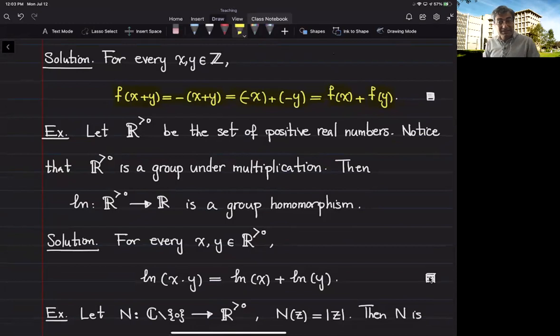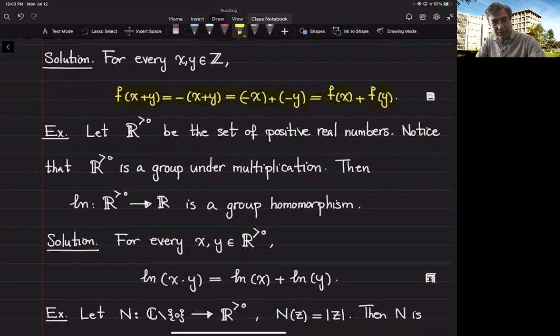Now let's look at positive real numbers. Now notice that positive real numbers under multiplication is a group. If I multiply two positive real numbers, I end up getting another positive real number. If I start with a positive real number, its inverse, its multiplicative inverse, 1 over x, is again a positive real number. 1, of course, is a positive real number, which means this set does have a neutral element under multiplication. And multiplication has the associativity property. So altogether, we get that it is indeed a group under multiplication.